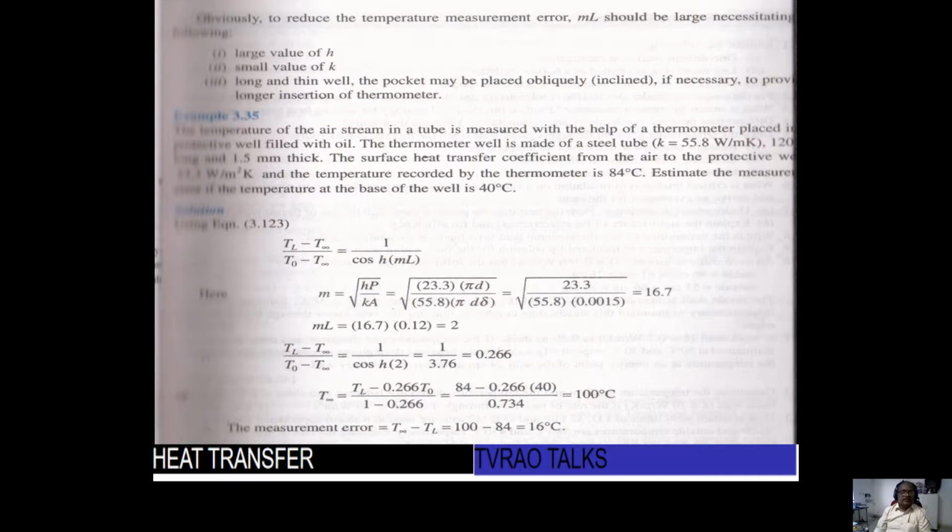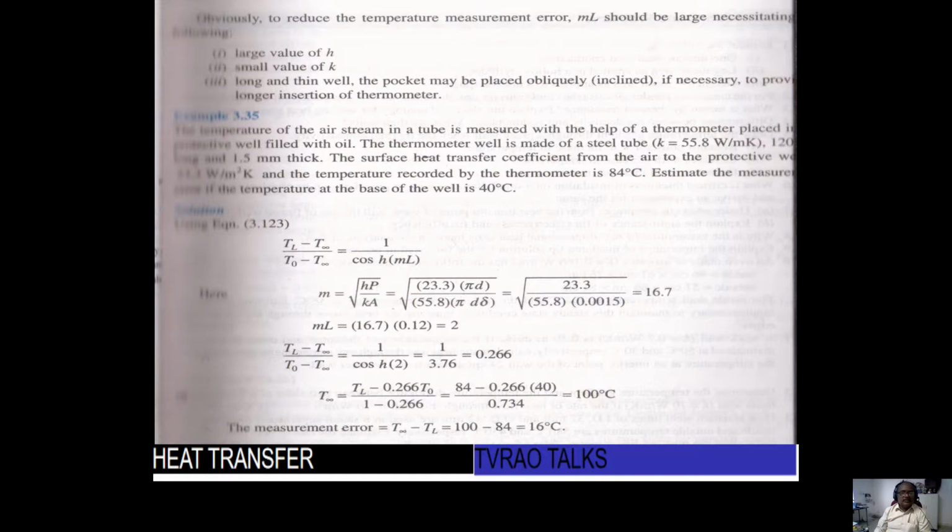So for error measurement, we have to use this temperature equation. Temperature measurement is a function of m. First of all, you should calculate the m value. m equal to square root of hP by kA, and if you substitute the values, you can find m. Therefore, mL equal to 2. So (TL minus T infinity) by (T naught minus T infinity) equal to 1 by cosh mL. If you substitute, this will be 0.266.